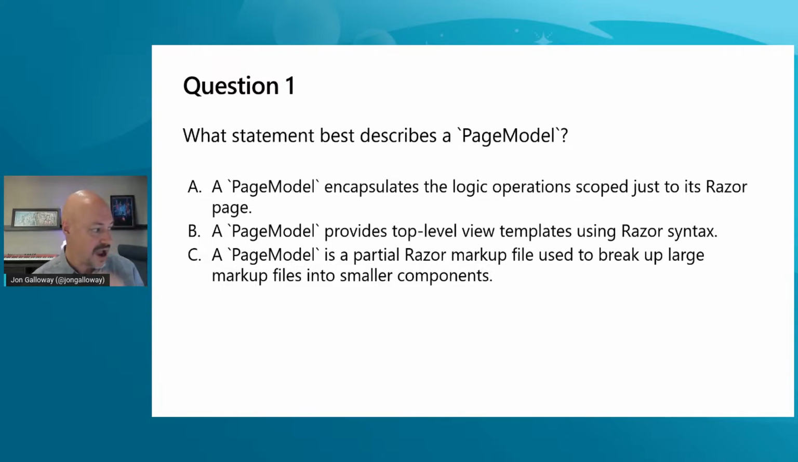So we have the three options, A, B, or C. A, a page model encapsulates the logic operations scoped down to just a Razor page. Well, that seems pretty good. B, a page model provides a top-level view template using Razor syntax. So that's a view template. I remember talking about a view template, but I'm not sure it was a page model. C, a page model is a partial Razor markup file used to break up large markup files into smaller components.